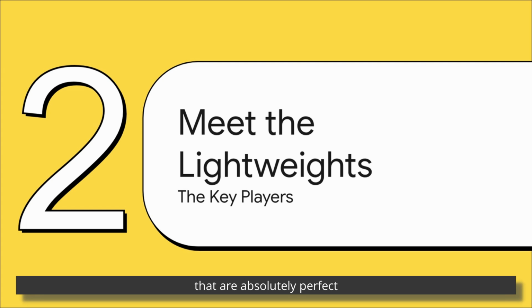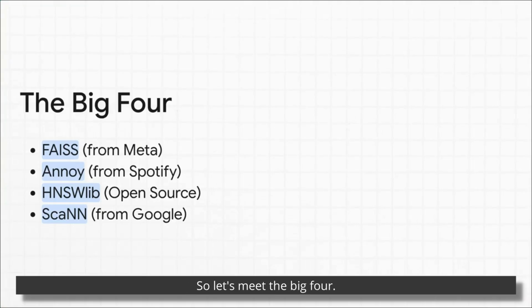So for the rest of this explainer, we're going to focus on the scalpels, those powerful, lightweight libraries that are absolutely perfect for getting a prototype up and running incredibly fast, or for when you just need that one killer search feature. So let's meet the big four. What's so fascinating here is that many of these actually started inside huge tech companies to solve their own massive search problems. We've got FAISS from Meta, Annoy from Spotify, the incredibly influential open-source HNSWlib, and ScaNN from Google.